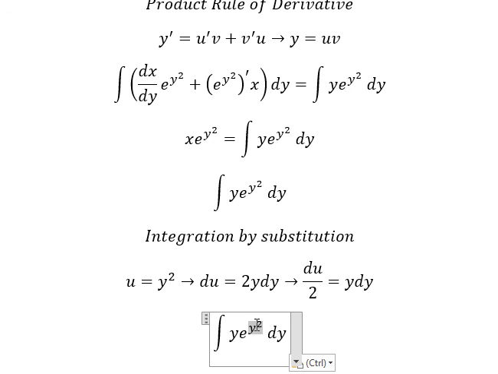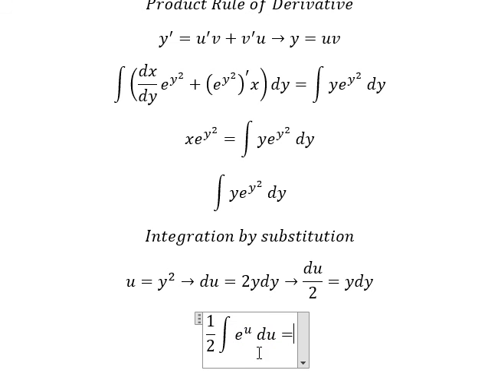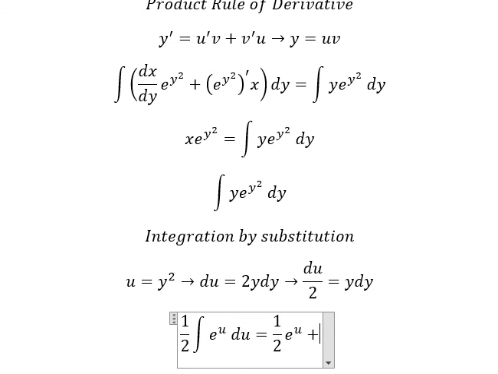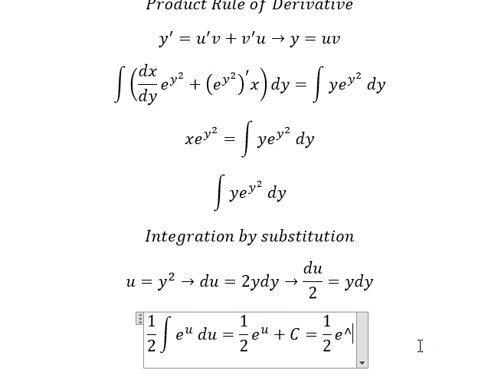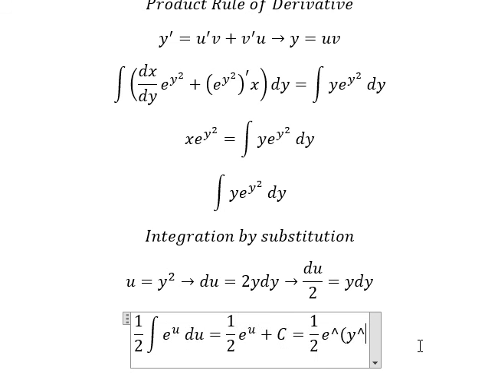So this one we change by u. Y dy we change by du over number 2. The integration of this one, we have 1 over 2 e to the power of u, and we put about c. About u, that's about y squared.